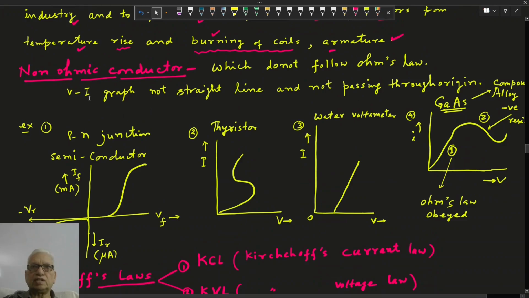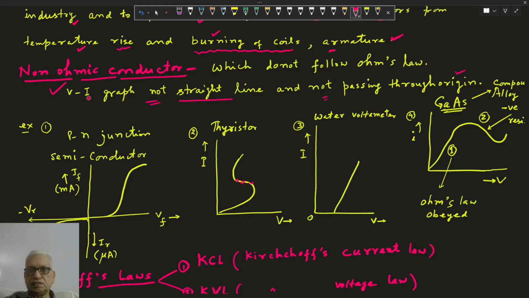Now, non-ohmic conductors. Ohmic conductor means Ohm's law is followed. Non-ohmic conductor means Ohm's law is not followed. So there are some devices where Ohm's law is not followed. The graph between V and I is not a straight line passing through the origin. Like a PN junction diode, a semiconductor diode, the graph in forward biasing and reverse biasing is not a straight line. In a thyristor also, in this part there is negative resistance: the voltage is decreasing and the current is increasing. This is just the reverse of the water voltmeter. After a certain value of voltage, the current starts increasing.